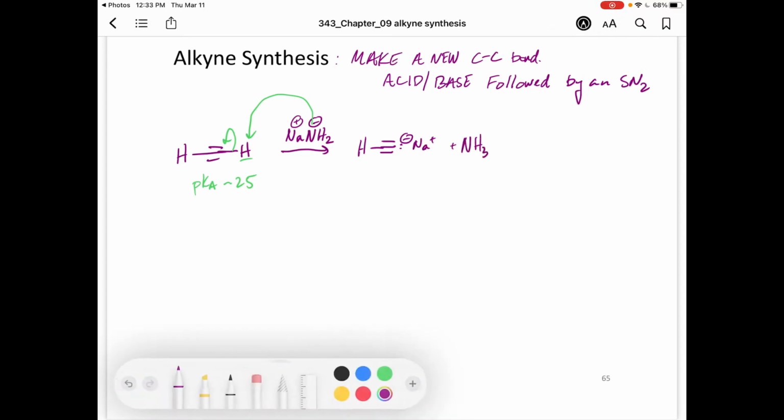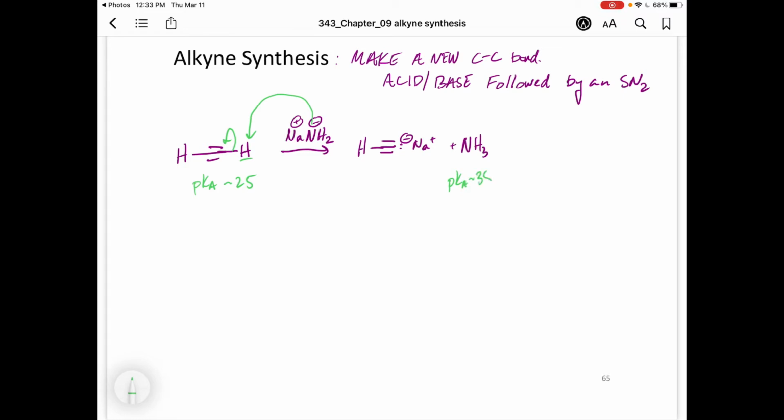Okay, now the pKa of amines are typically 35. And in particular, ammonia has a pKa of around 38. This reaction is irreversible. So we need a really strong base in order to do this. And I should also note, I call it sodium amide. You can also call it sodium amide. Just depends on who you talk to.